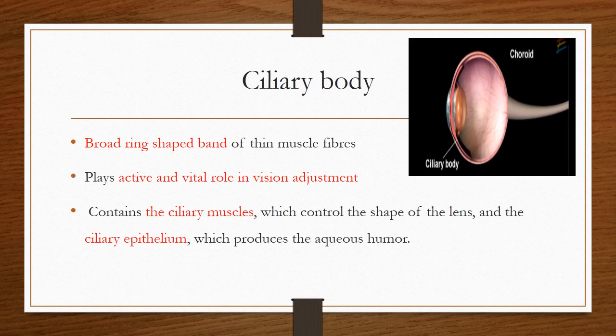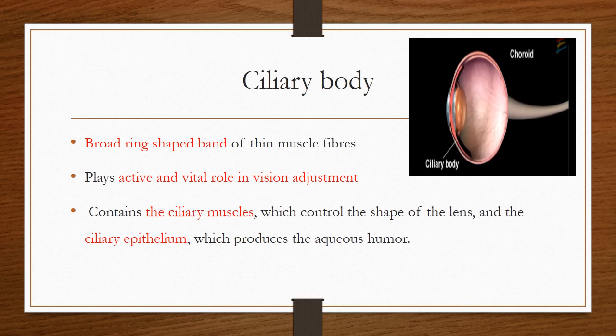Ciliary body. Choroid in front is modified as a broad ring-shaped band of thin muscle fibers. That broad ring-shaped band of thin muscle fibers is known as ciliary body. This structure plays a very active and vital role in the adjustment of vision. It contains ciliary muscles which control the shape of the lens. That is very important in the focusing of objects.